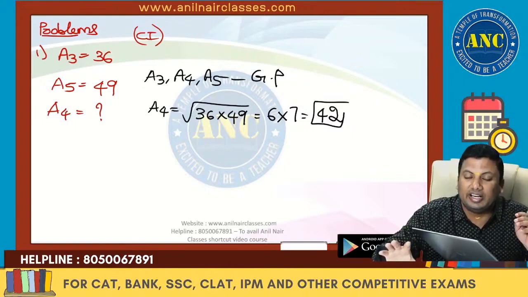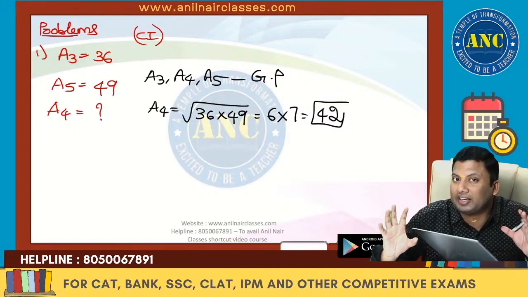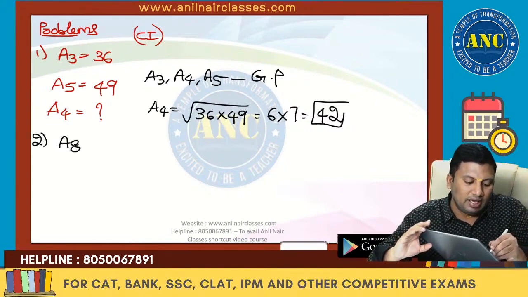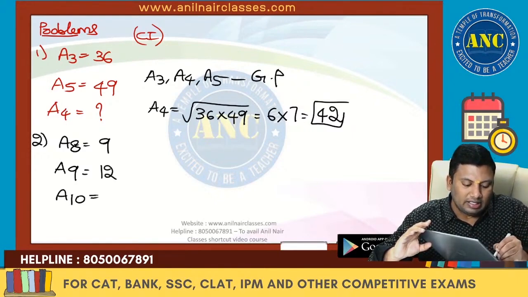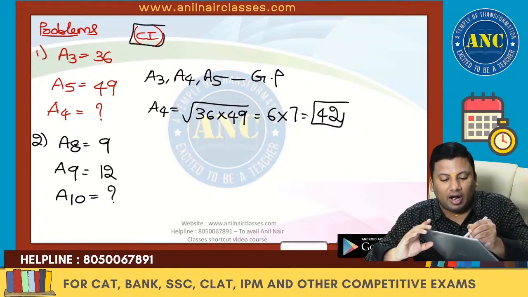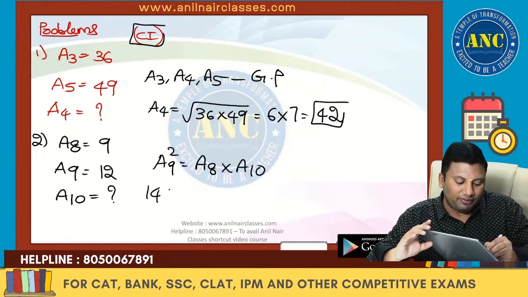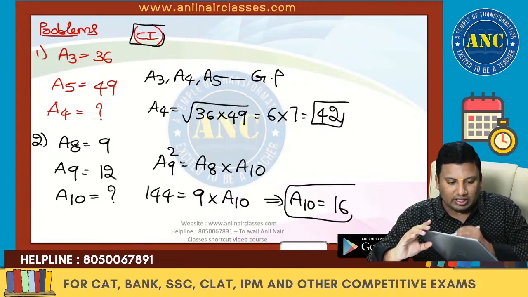Still we will discuss in detail, because I told you that CI uses the GP method. I am just giving an introductory understanding of why CI uses the GP method. One more example. A8 is nothing but 9. A9 is nothing but 12. A10, how much? In compound interest problems, A9 square is nothing but A8 into A10. So 144 is nothing but 9 into A10. So A10 is nothing but 16.